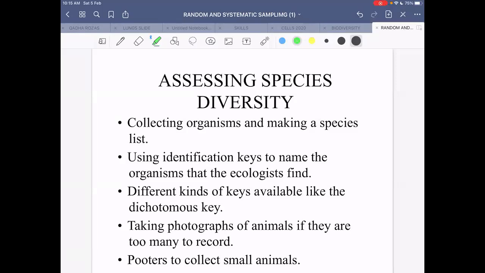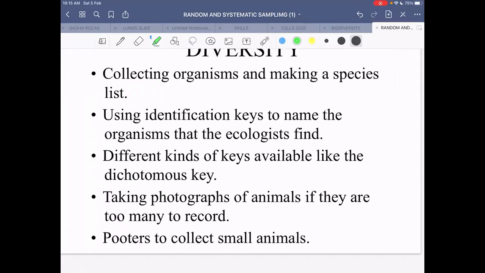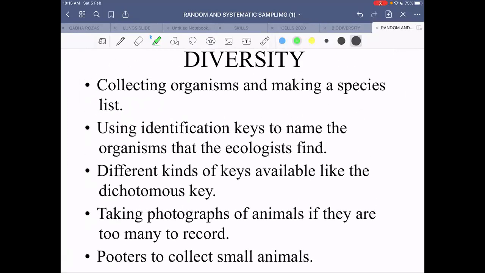Now these are the broad things. Of course, if someone gives me a task, the first step will be that I collect the organisms and make a species list. For example, right now I can see a butterfly, and then I can see an earthworm. I can see some daisies.